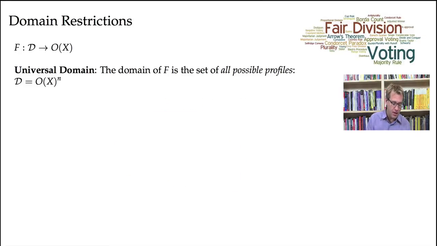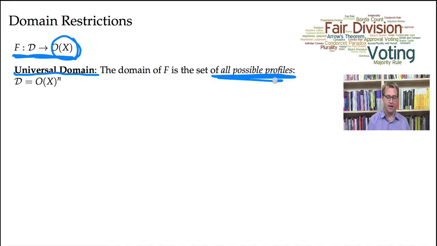Here's the idea. Recall that a social welfare function is just any function that maps some domain, some collection of profiles of preferences, to orderings over the set of candidates or alternatives. And we've been assuming, either implicitly or explicitly, the universal domain assumption. This just says that the domain of our function f is the set of all possible profiles. That is, D is equal to the set of all sequences of preferences, one for each voter.